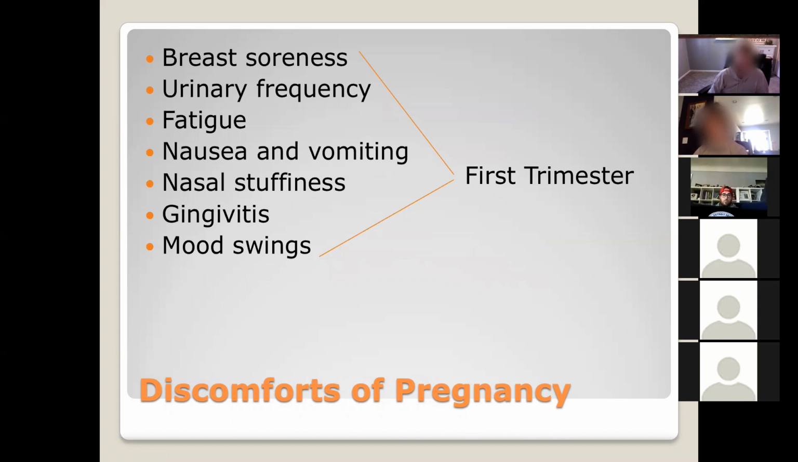Let's see. Discomforts of pregnancy that are common to women that you'll hear them complain about. Breast soreness. They will start to fill up with milk. Do they just increase in size? The hormone levels, things like that, changes that. The urinary frequency we talked about. Fatigue. The body is working for 2. As that fetus grows, it gets very tiring.